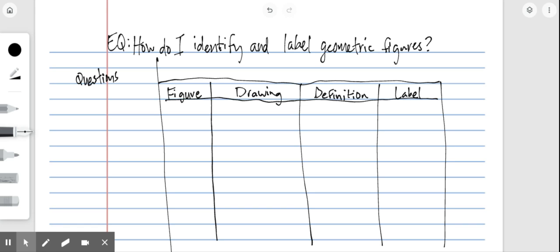All right, beautiful people. Today we're talking about geometric figures. So our essential question is, how do I identify and label geometric figures?